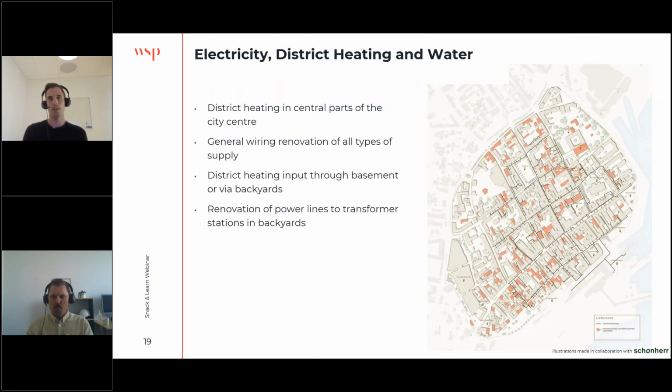And here you see the utility project where they're changing the electricity cables, the water pipes that are underneath the ground, and also the sewers where they need to be changed. And then we introduce district heating, and it's not so easy in an old town like this to introduce a new district heating. So yeah, that's a challenge.